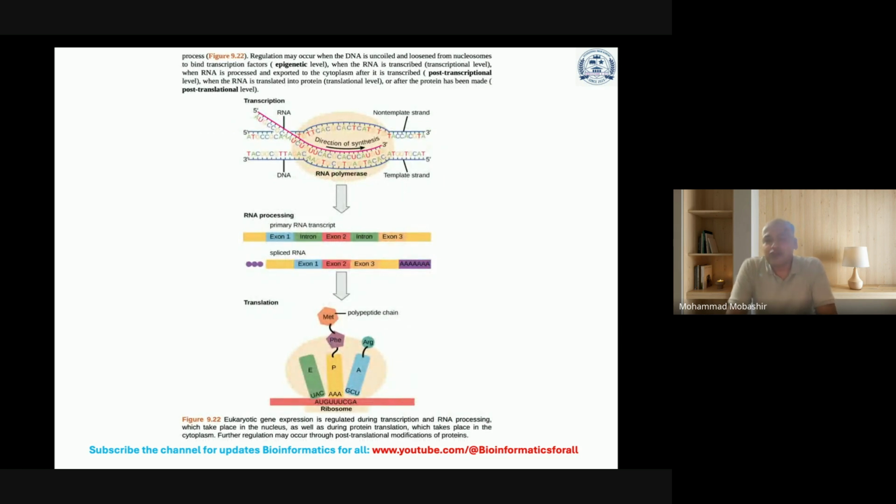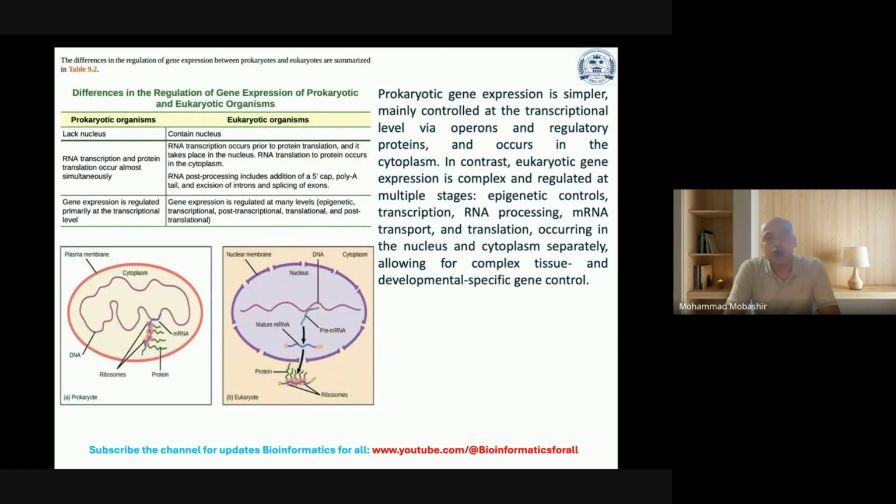Now, the different process, you can see the eukaryotic gene expression is regulated during transcription and RNA processing, which take place in the nucleus as well as during translation, which takes place in the cytoplasm, and further regulation may occur through post-translational modifications of the proteins. Now, the main difference between the prokaryotic gene regulation and eukaryotic, that is lack of nucleus. Here, eukaryotic contains the nucleus.